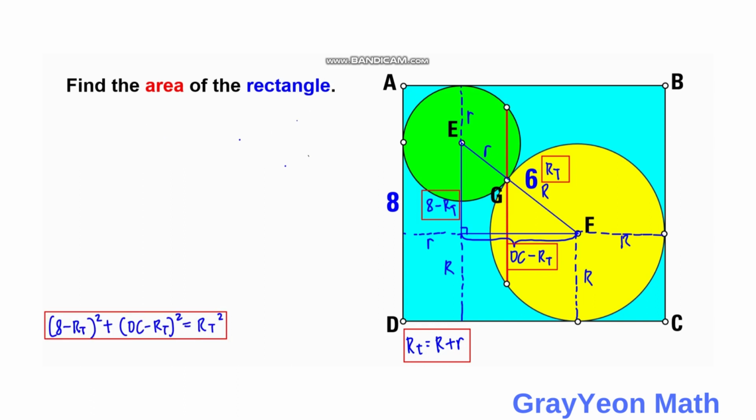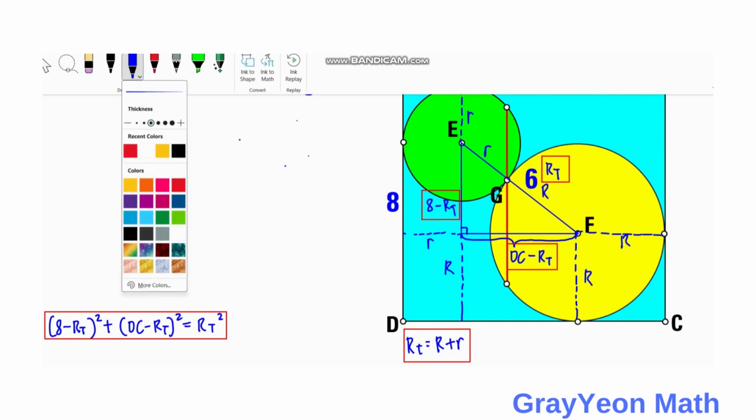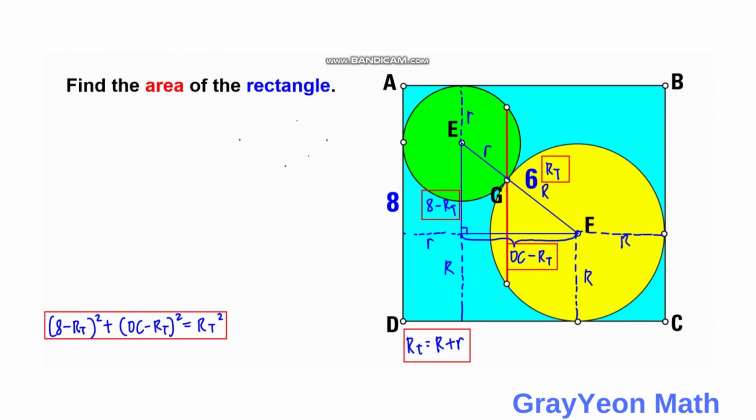Okay, next we should focus on the given length, the 6 unit length. This 6 unit length is the total of these two red segments, on the green and the yellow circles. So let us draw a line from the center to this point of intersection, and we draw a horizontal line from the center.